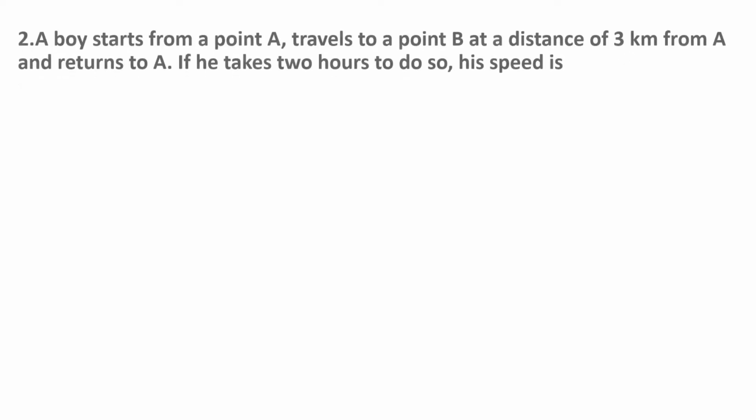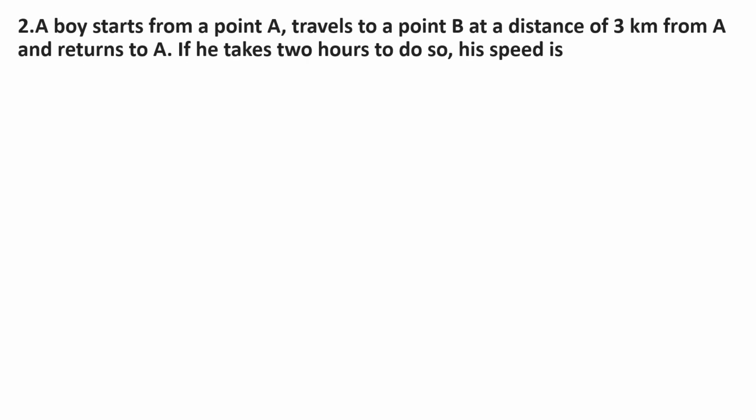Next question. Second question. A boy starts from a point A, travels to a point B at a distance of 3 km from A and returns to A. If he takes 2 hours to do so, his speed is, options are, option A 3 km per hour, option B 0, option C 2 km per hour, option D 1.5 km per hour.